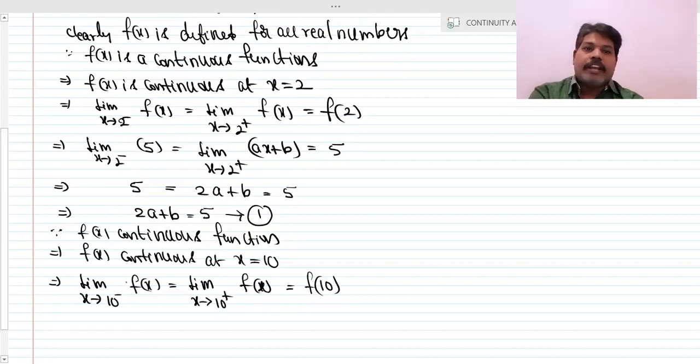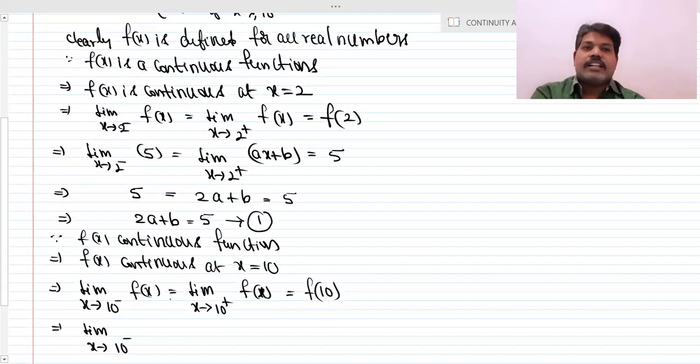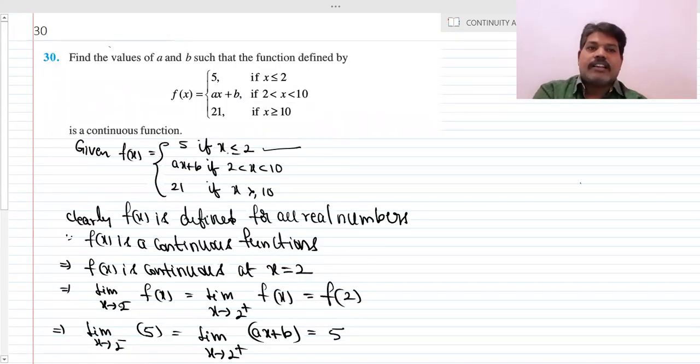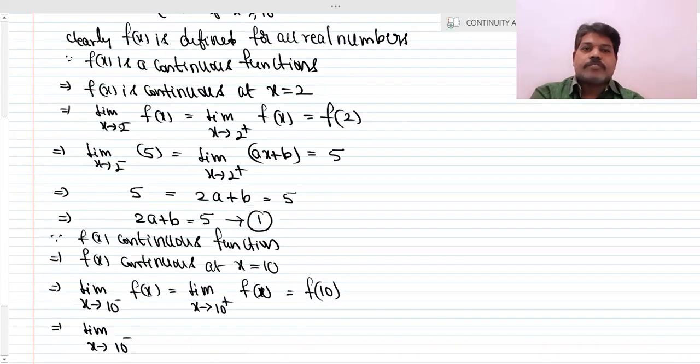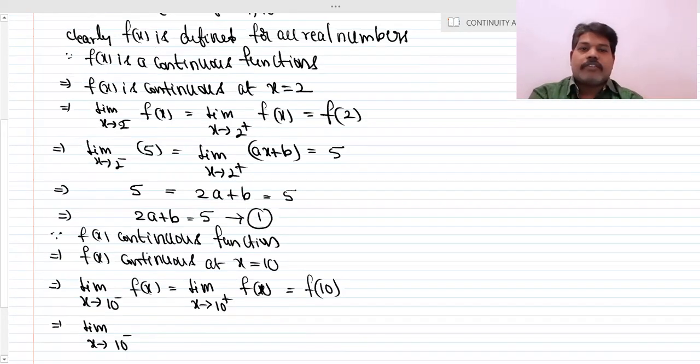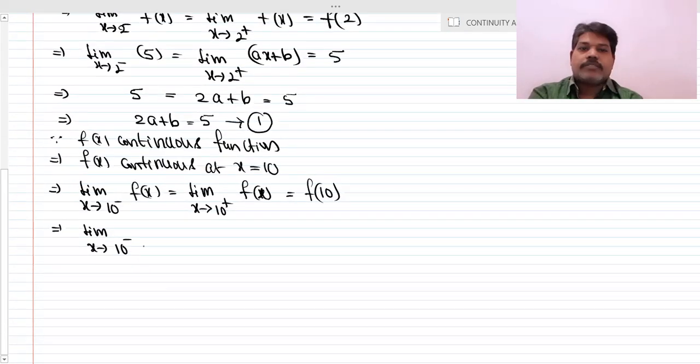So what is that? The limit as x tends to 10 minus means x is less than 10. If x is less than 10, what is the f of x value? The f of x value is ax plus b. So for x less than 10, f of x is ax plus b, and I will take that in place of f of x. It becomes ax plus b.